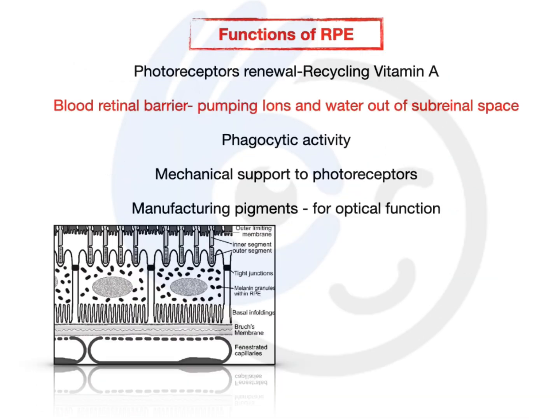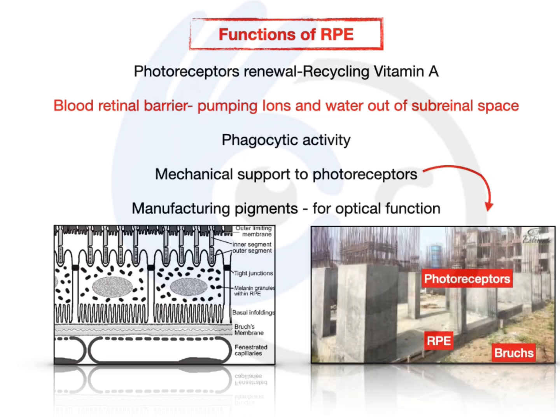The main functions of the RPE include the blood retinal barrier, where it pumps out the ions and water, and photoreceptor renewal. It also has phagocytic activity, and it gives mechanical support to the photoreceptors, like how we raise a concrete structure. The underlying earth is the Bruch's membrane, the overlying concrete is the RPE, and the supporting pillar is the photoreceptor. In the same way, it gives support to the photoreceptors. It also helps in manufacturing the pigment for the optical function.